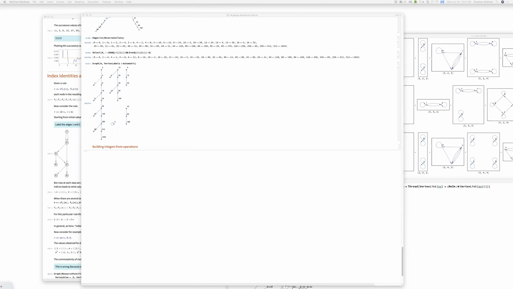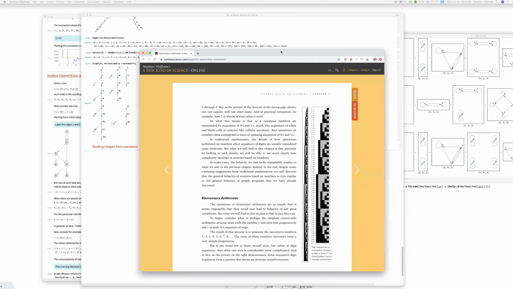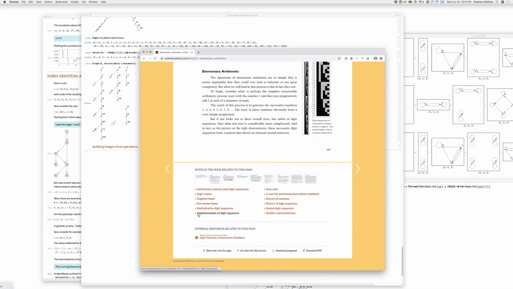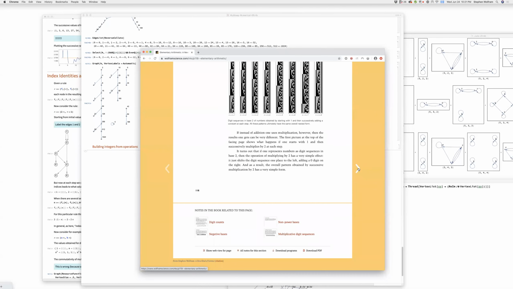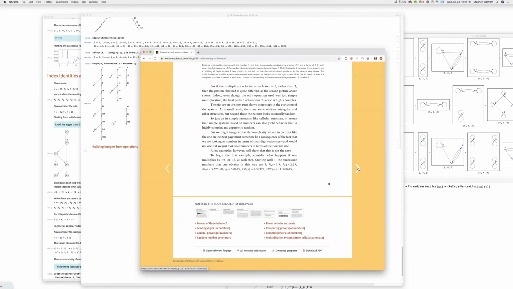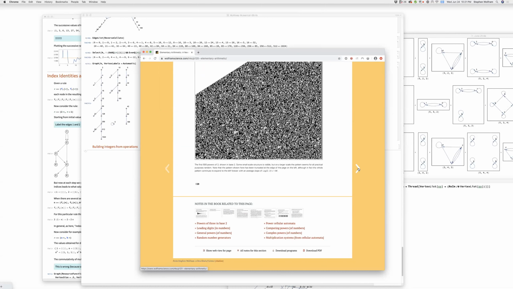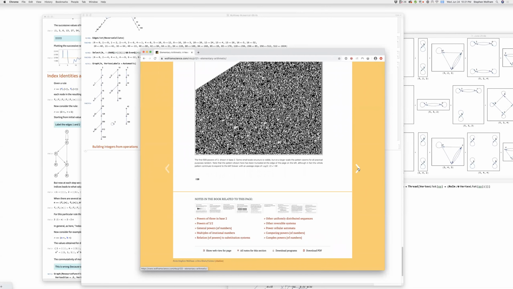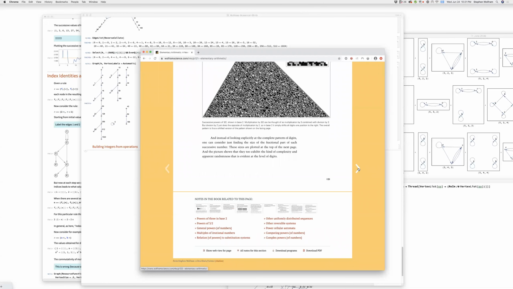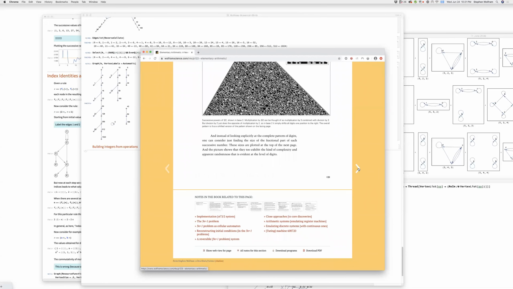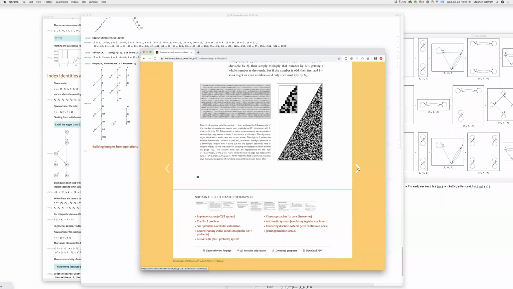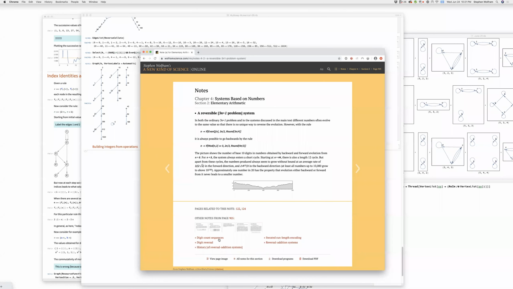Mm-hmm. Okay, so let's see. I had systems based on numbers. I seem to remember that it was in my section on, I'm trying to remember where I had this. It was in a note. Nested digit sequences. Do you happen to remember where it was, or what on earth I can look for in the index? Reconstructing initial conditions, the 3n plus 1 problem. Reversible 3n plus 1 system.